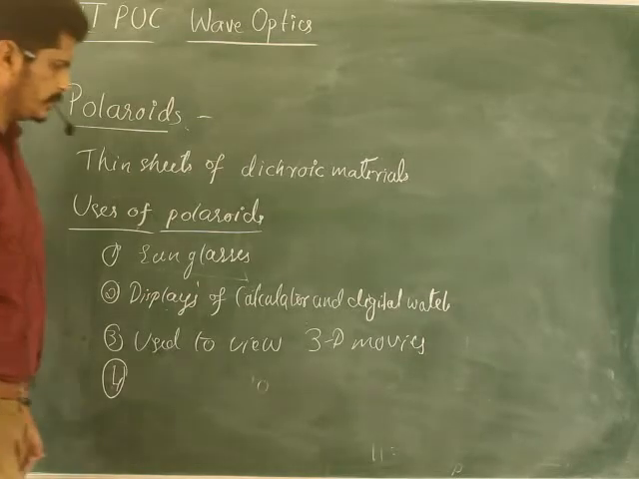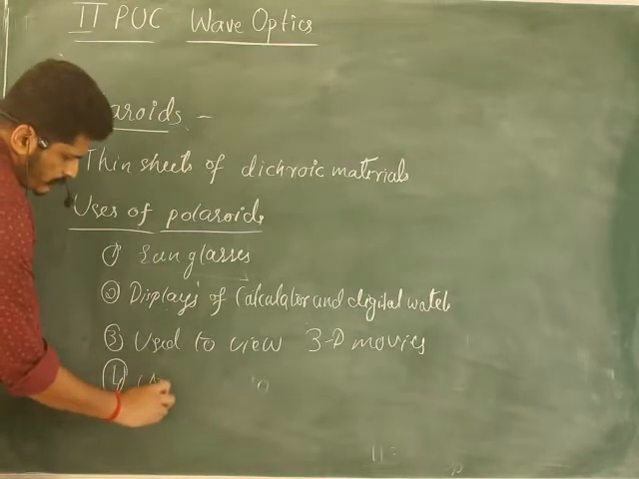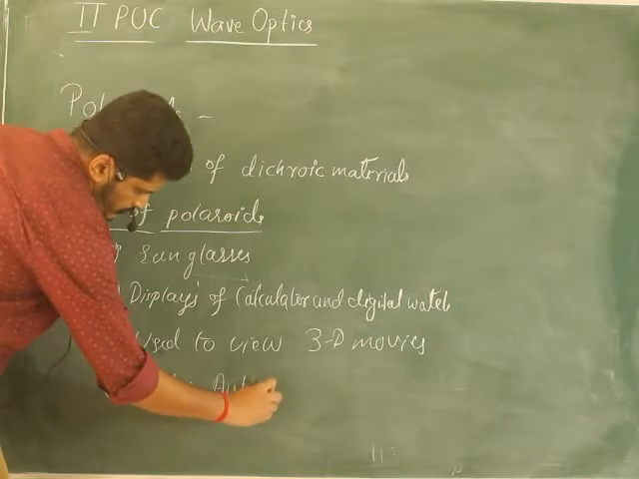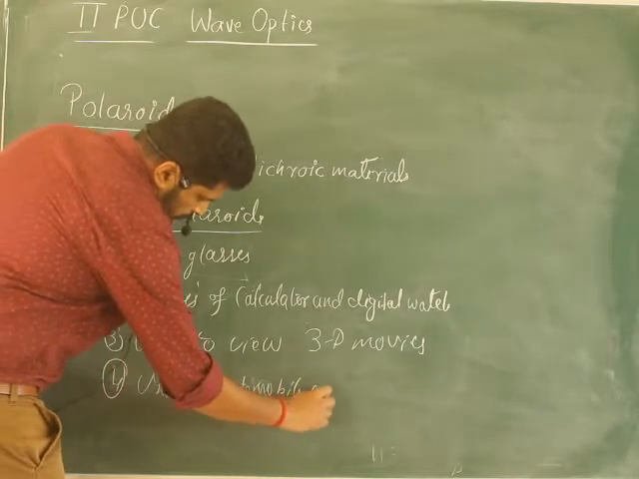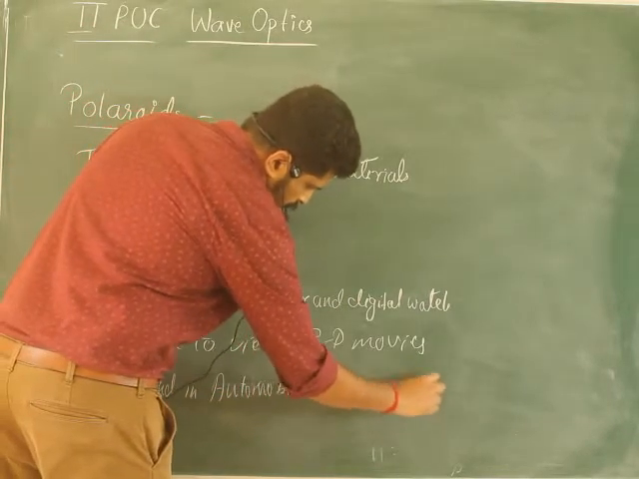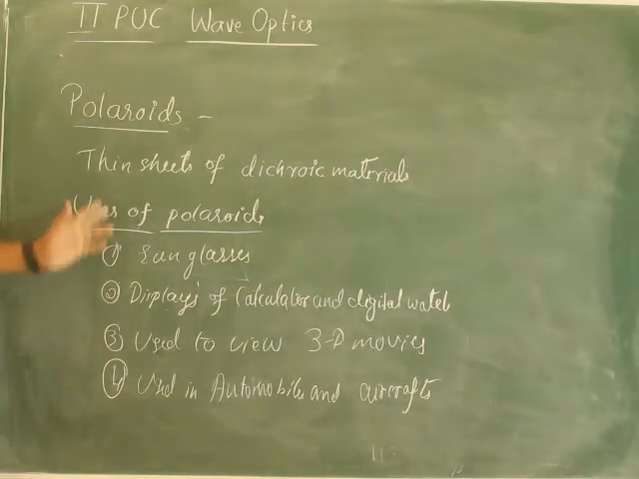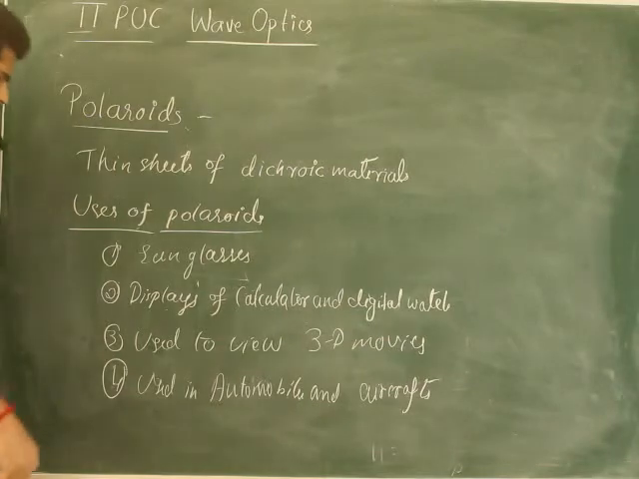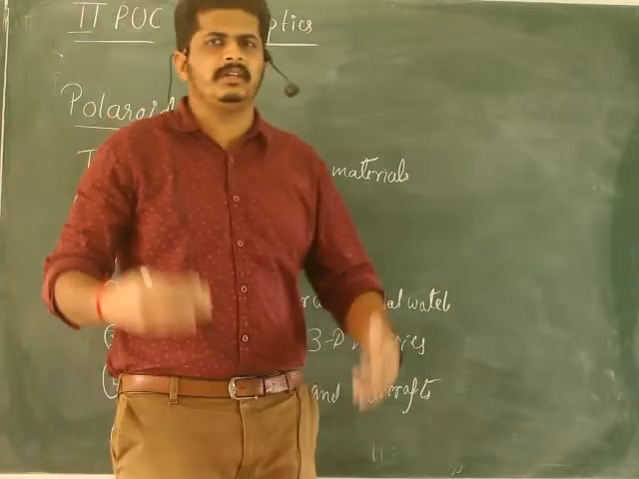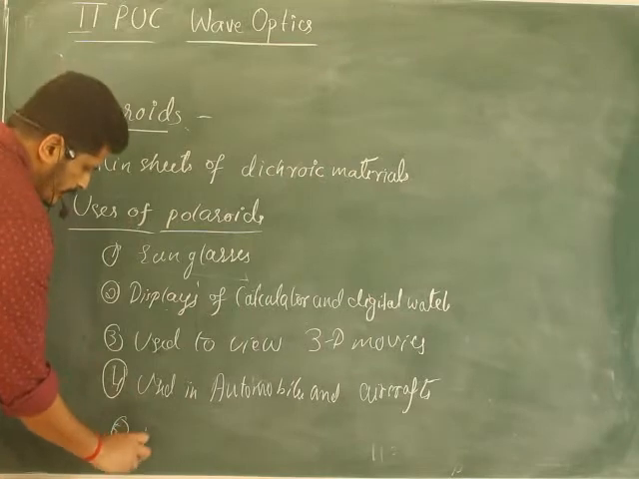After that, I told you about aircraft as well as automobiles. Used in automobiles and aircraft or aeroplane, you can write. So four uses. The fifth one you can write: usually in a laboratory it is used to reduce the intensity of light which is entering. Like that you write. In laboratory.